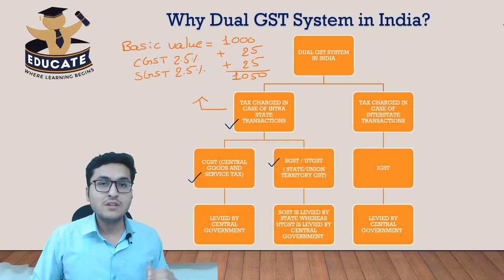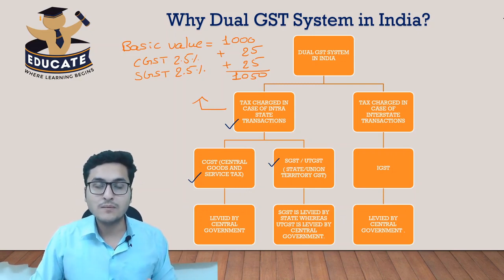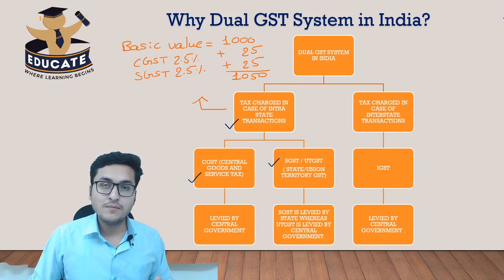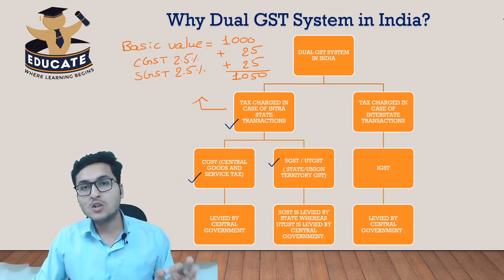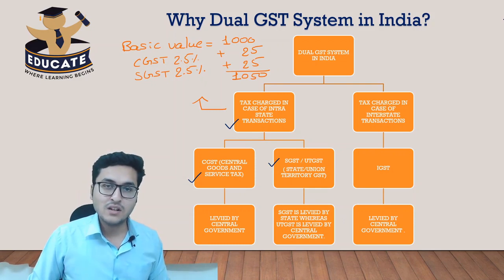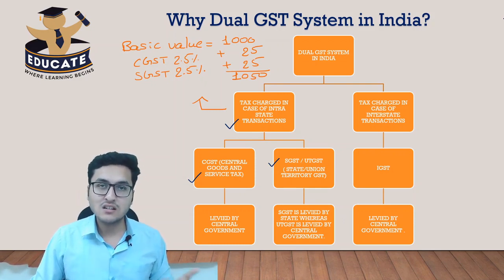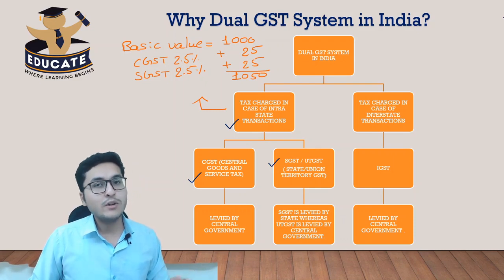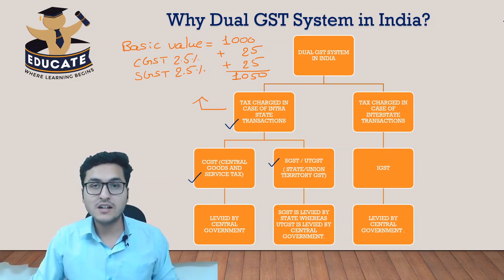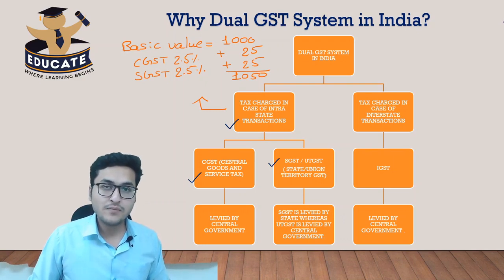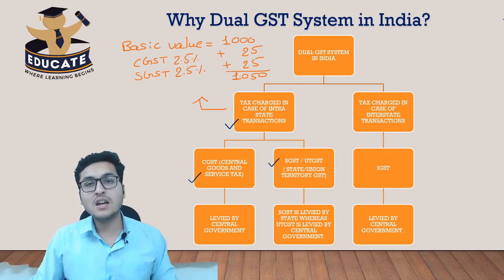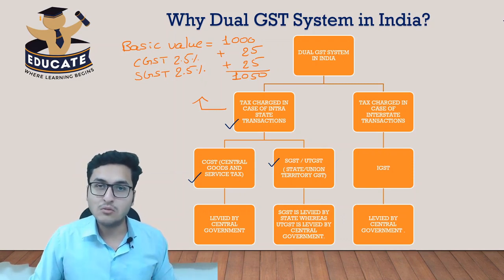For example, we supplied the goods worth rupees 1000 and tax rate is 5%. So tax rate of 5% will be divided into two parts, wherein 2.5% will be CGST and 2.5% will be SGST. Right? So 25 rupees is CGST, which indicates Central Goods and Service Tax, and 25 rupees is SGST, which indicates State Goods and Service Tax. Friends, Central Goods and Service Tax will directly go into the treasury of central government, whereas State Goods and Service Tax will go into the treasury of state government.